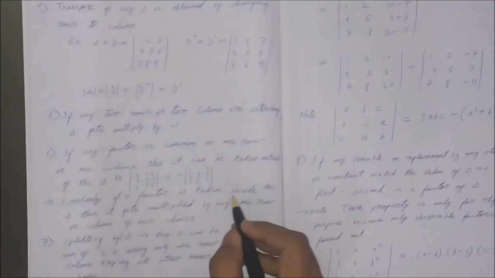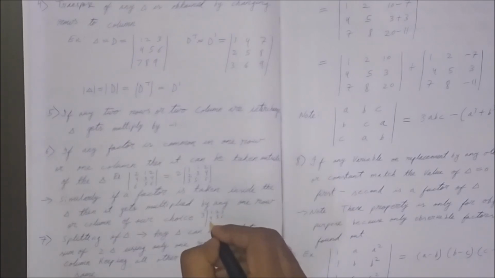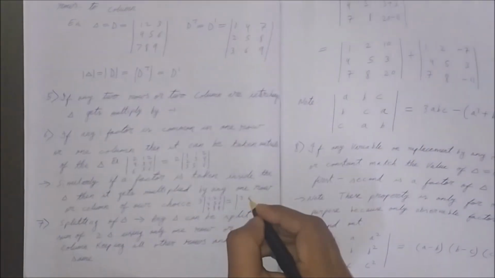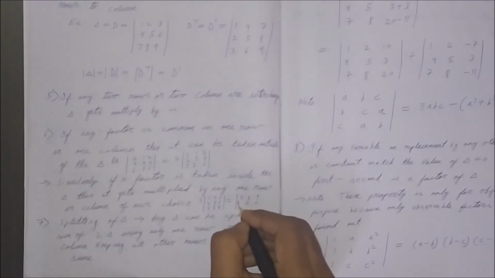Similarly, if a factor is taken inside the determinant, then it gets multiplied into any one row or column of our choice. So suppose we have 3 times the determinant 1, 2, 3, 4, 5, 6, 7, 8, 9. Now we want to take 3 inside the determinant. We can take it into any row or any column. So if we take it in a row, then this will be 3, 6, 9, 4, 5, 6, 7, 8, 9.